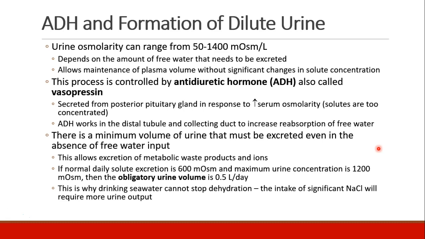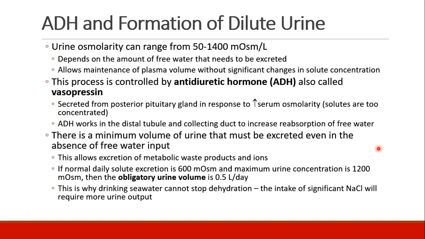It's also called vasopressin. Now, we know that vasopressin is secreted from the pituitary gland, specifically the posterior pituitary, and it's secreted in response to increased serum osmolarity. So if we have too much solute concentration in the plasma, ADH is going to be secreted. ADH acts on the distal tubule and the collecting duct, and it makes the tubule reabsorb more free water. Now, the urine output can't go to zero.